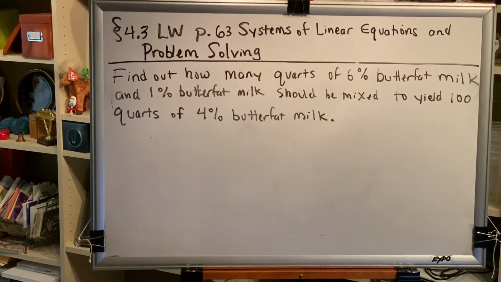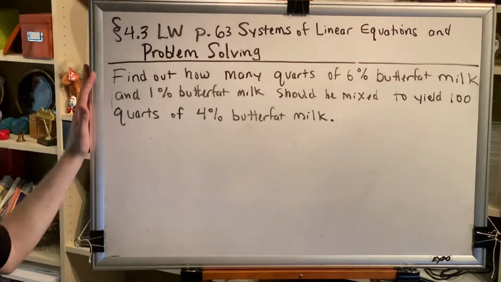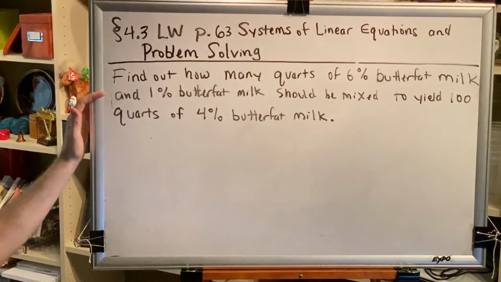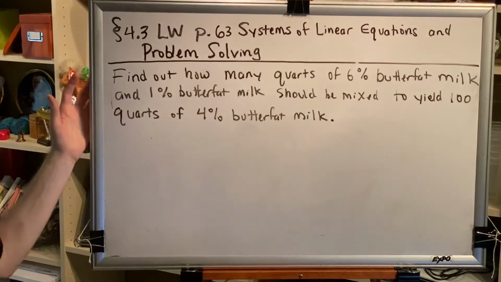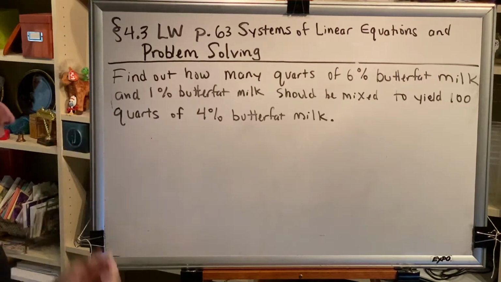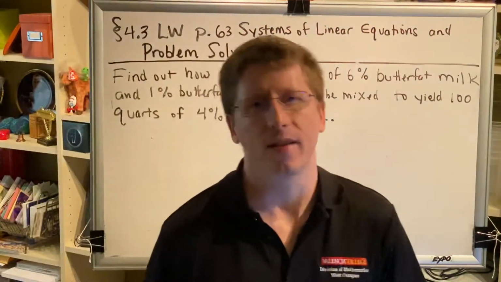Please open in your learning workbook to page 63. Here's the next problem for which we're only going to do step 1. Find out how many quarts of 6% butterfat milk and 1% butterfat milk should be mixed to yield 100 quarts of 4% butterfat milk. Okay, a little bit of context.